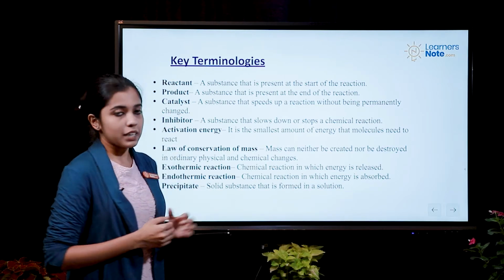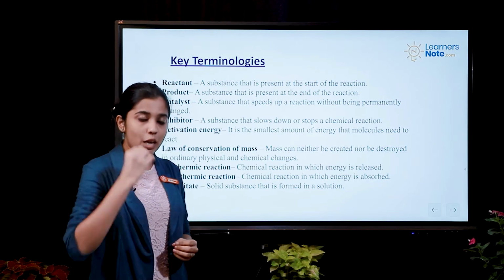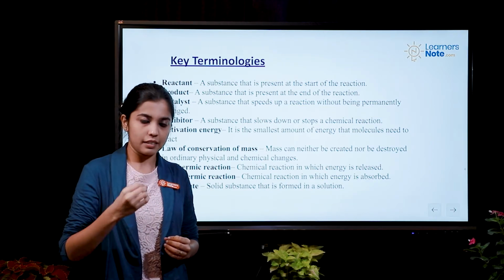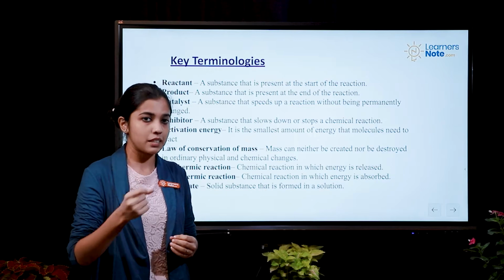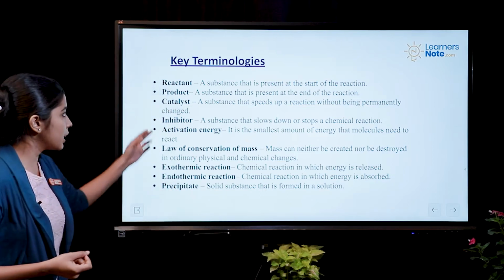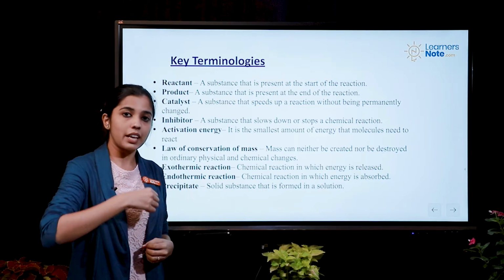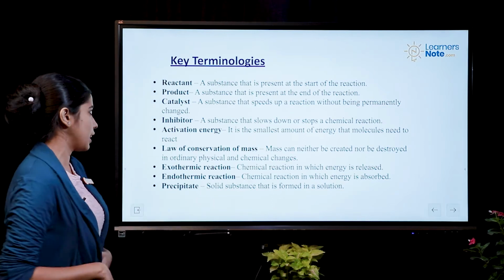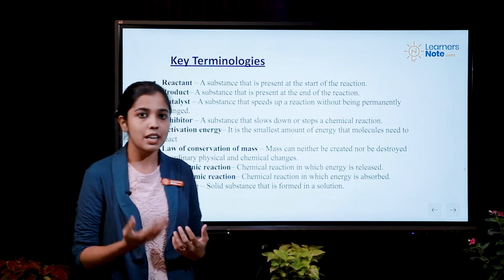First one is reactant. The substance that you give to a reaction is called a reactant. That is, the reactant will be present at the beginning of your reaction. Similarly, a product is a substance that you get as an outcome of your reaction. That is, it will be present at the end of the reaction. And then you have a catalyst and an inhibitor.